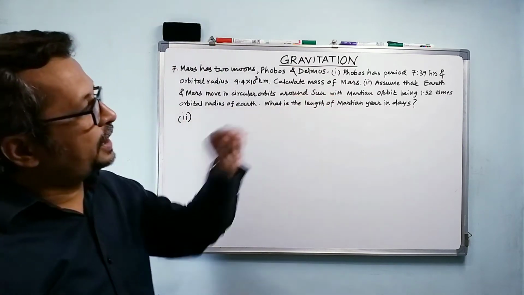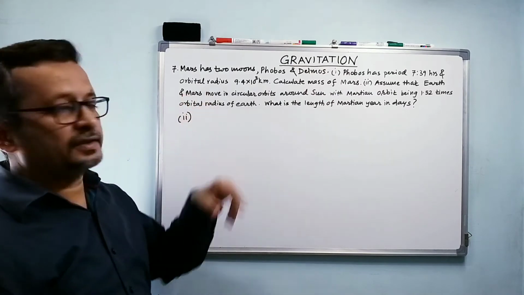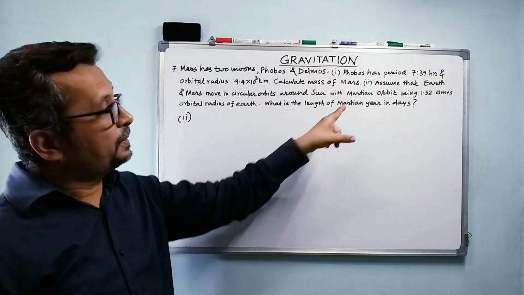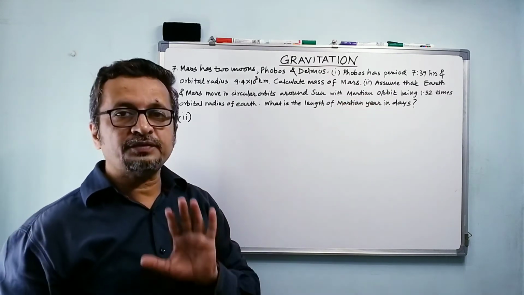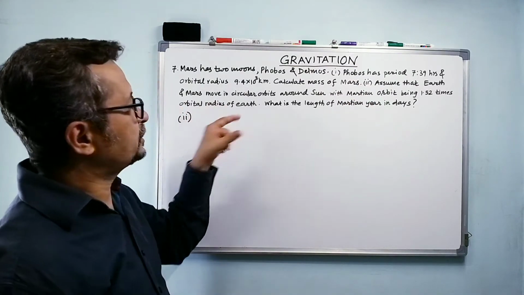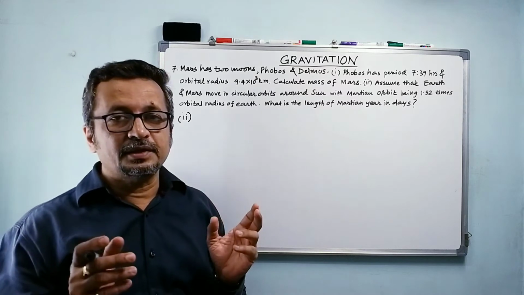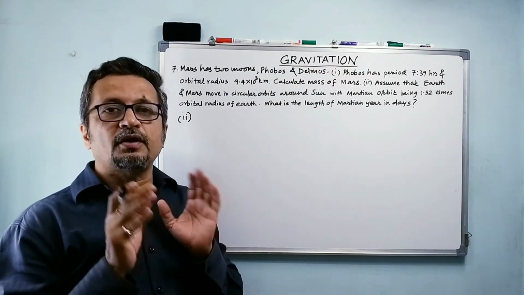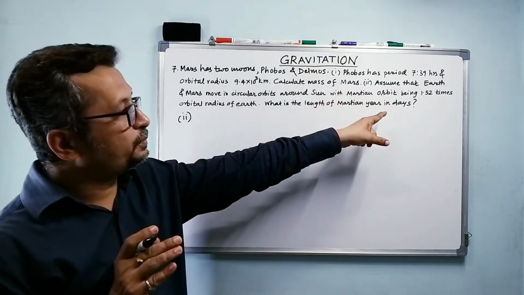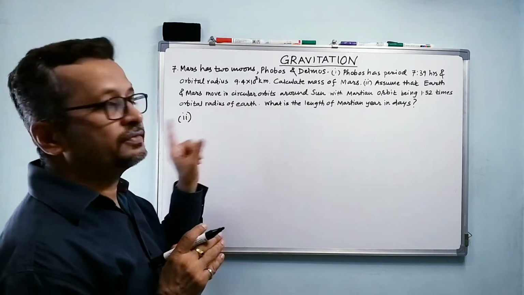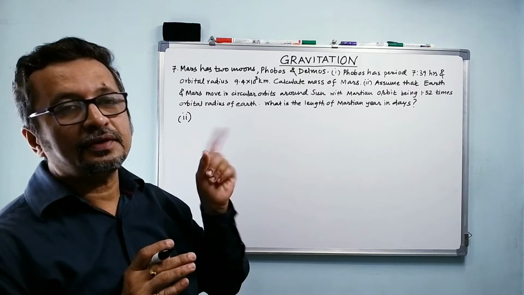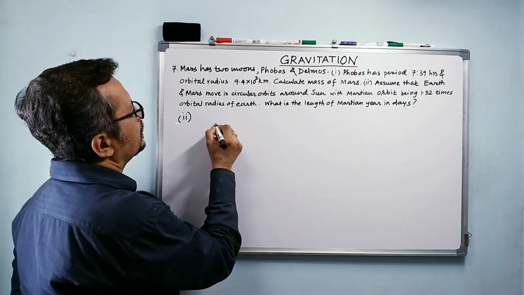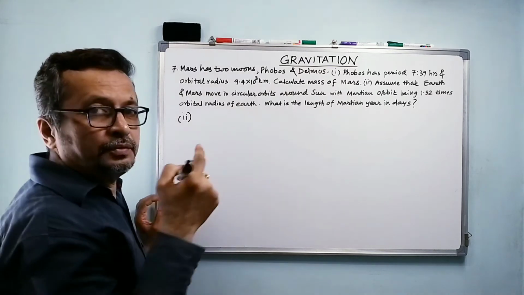Now part 2. Assume that Earth and Mars move in circular orbits around the Sun, with the Martian orbit being 1.52 times the orbital radius of Earth. Now what does it mean? It means that the radius of the orbit of Mars is 1.52 times the radius of the orbit of Earth. Correct.